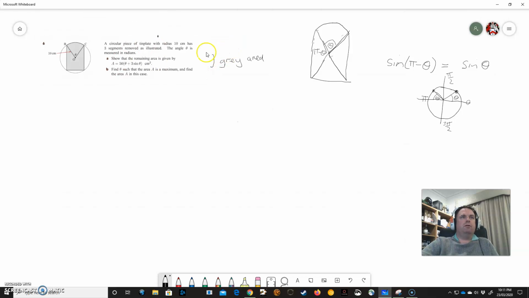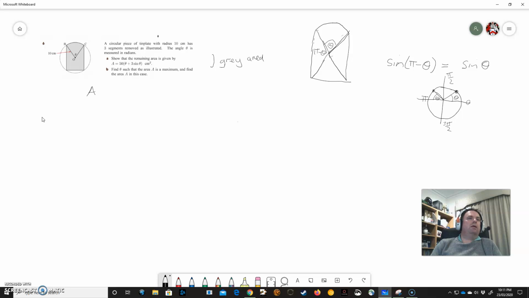So this is a pretty tricky question. Basically, you need to know quite a few little formulas. We're trying to find, first of all, an expression for the area of that grey area there. That's the bit that's not cut out. You've got a circular piece of tin plate and you're cutting out these white areas, and you're left with the grey area. We've got to show that this is an expression for the area of that grey in terms of the angle theta.